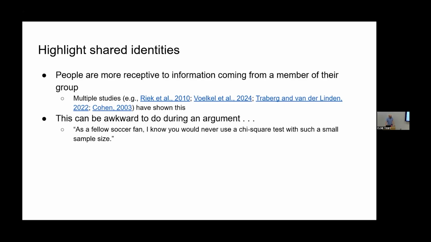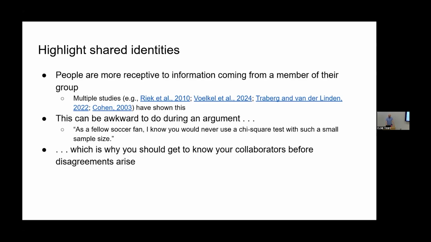Highlighting shared identities can be difficult to do during an argument. So this is something that we should try and do before disagreements even arise. So when you're getting to know a collaborator, small talk doesn't have to be a waste of time. You can get to know them as a human being and find out what you have in common.